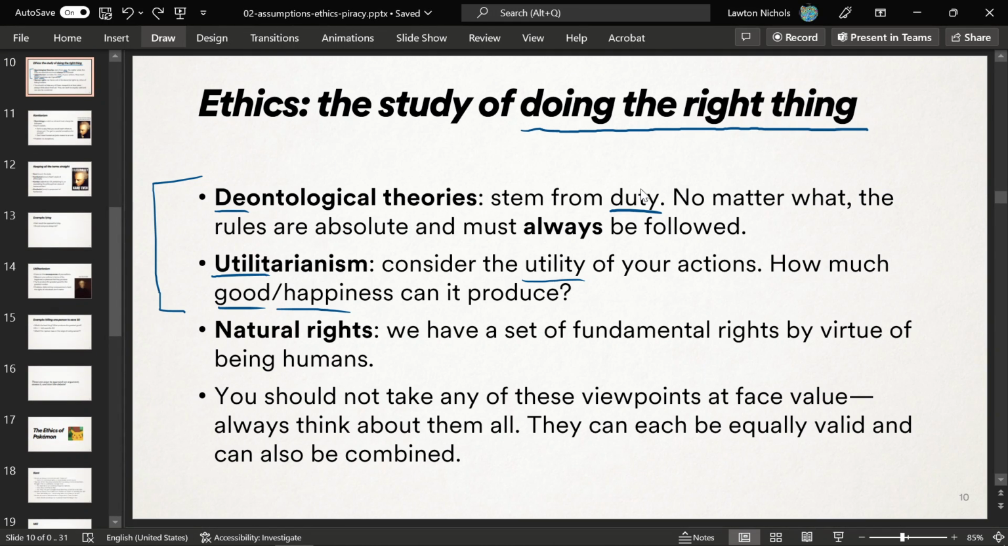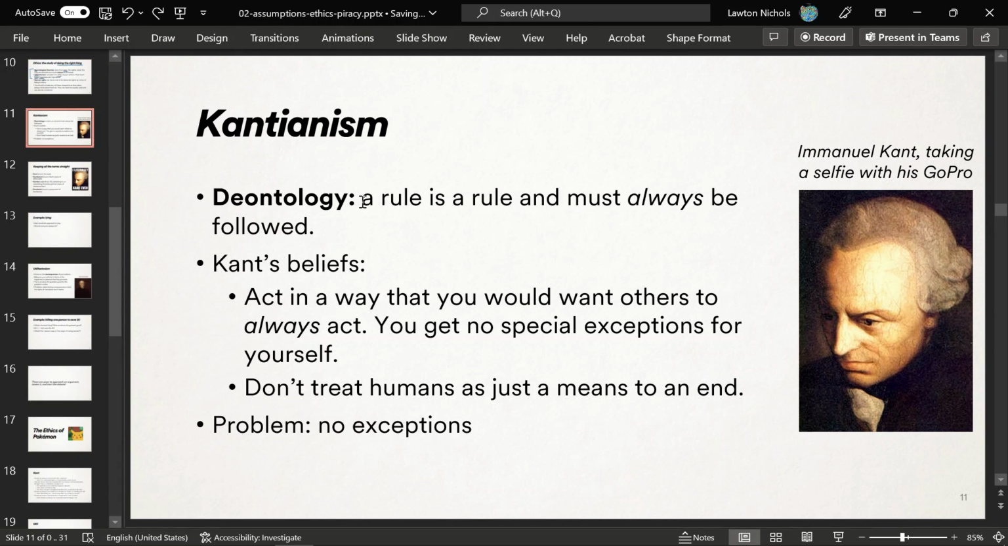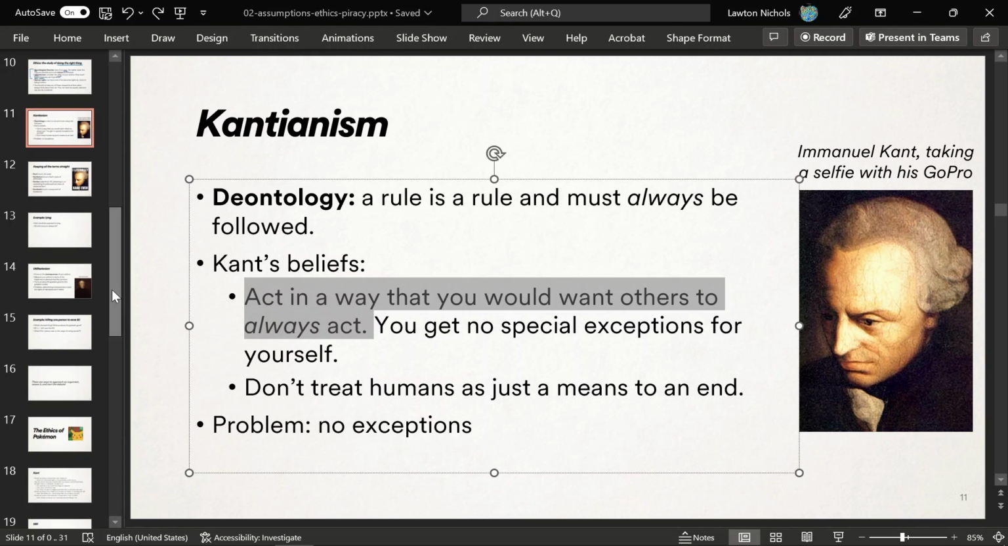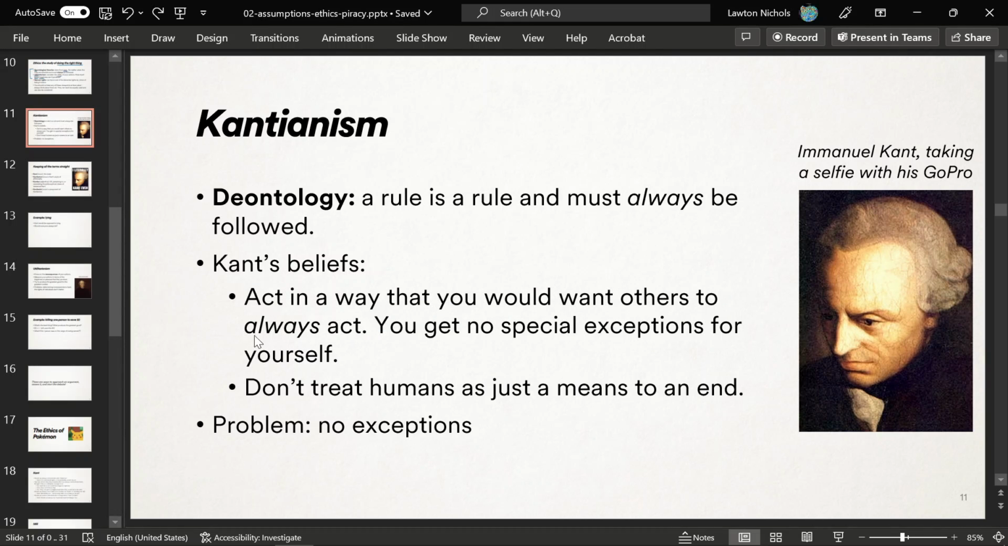Again, the ethical theory stems from the idea of duty. A rule is a rule. It must always be followed. You can never stray from it. This is what Kant thought, all right? You must act in a way that you would always want others to act. Act in a way that you would want others to always act. That word is key, always. I'll underline it for emphasis. You get no special exceptions for yourself.